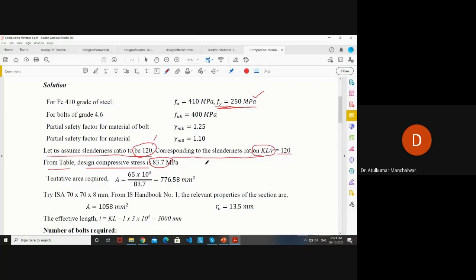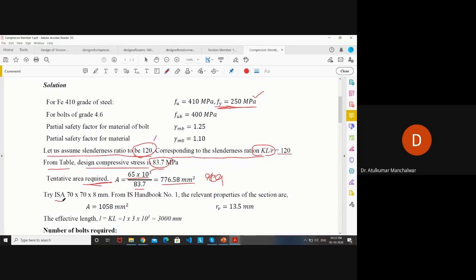For that slenderness ratio, the table is given in IS 800. From that you can get the design strength, and force divided by design strength will give you the required area. This is the required area, so your provided area will be more than the required area. Based on this area, we try.